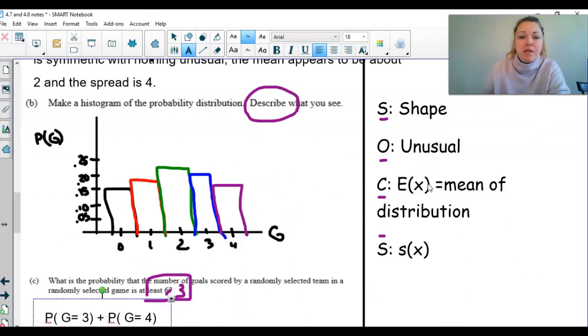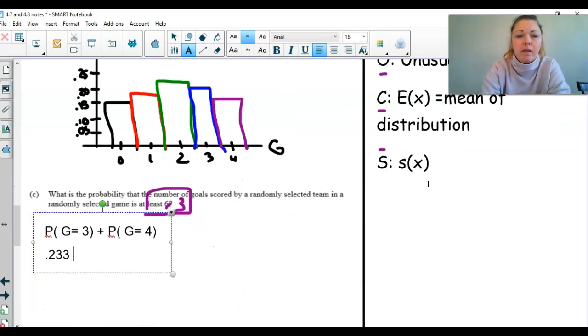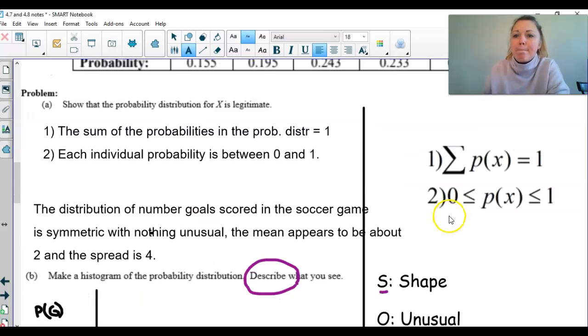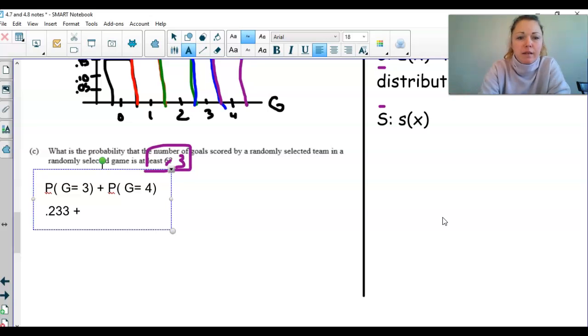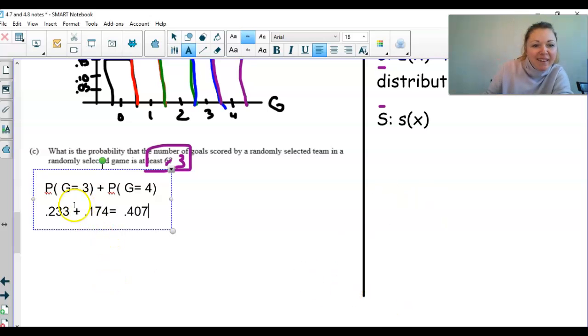That is 0.233 plus 0.174. And that's going to give us what? 0.407, it looks like. All right, if I did my math in my head correctly, I'll just double check for you. Yes, 0.407. So there's a 40.7% chance based on this distribution of the team scoring at least 3 goals. Okay, let's move on.